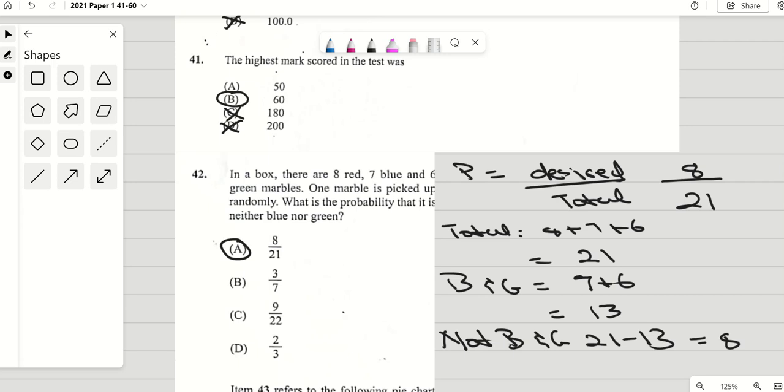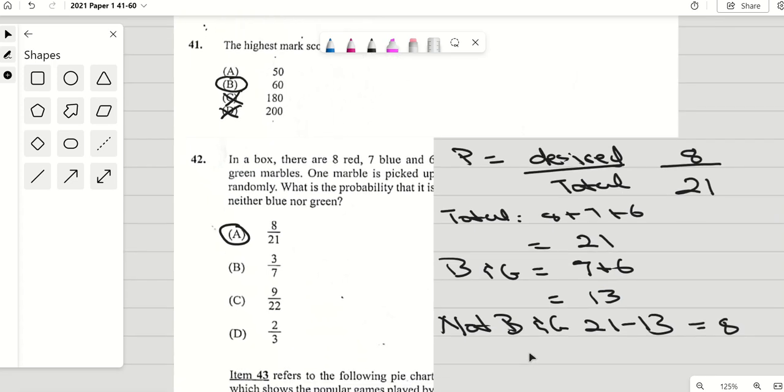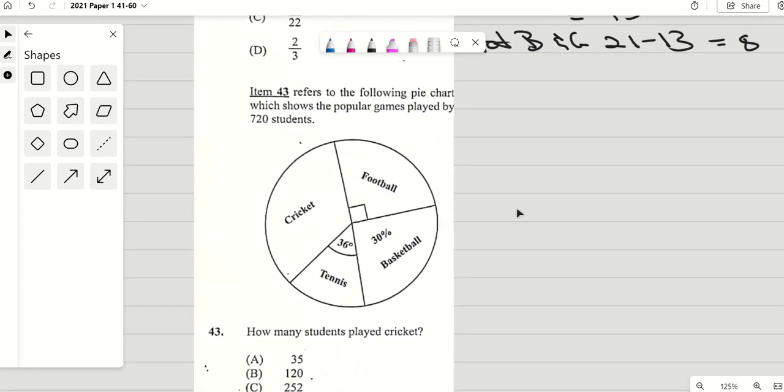Right? So even when you find it, you should do it in total. You should do these questions in completion, right? But this is how you would do it. Let's look at number 43.